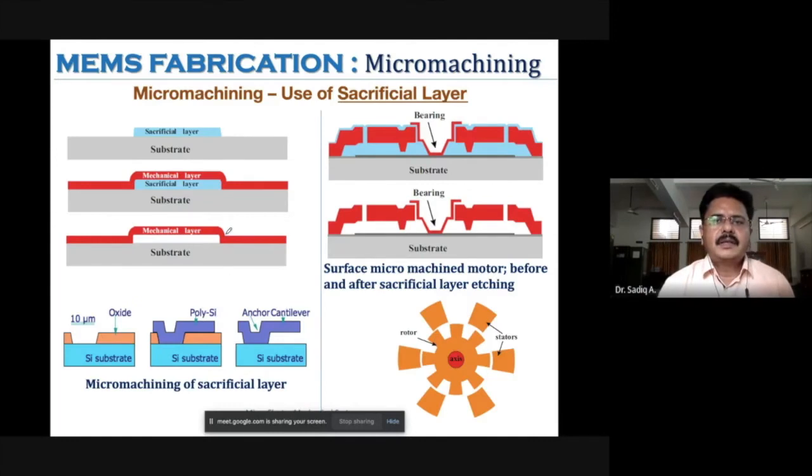We are seeing here the sacrificial layer method of micromachining. Sacrificial layer means a layer that is deposited on a substrate that can be removed or sacrificed. That layer is sacrificed in order to get another shape. I'll explain the concept of the sacrificial layer method of micromachining.